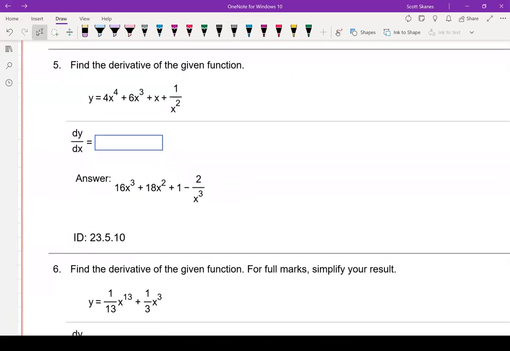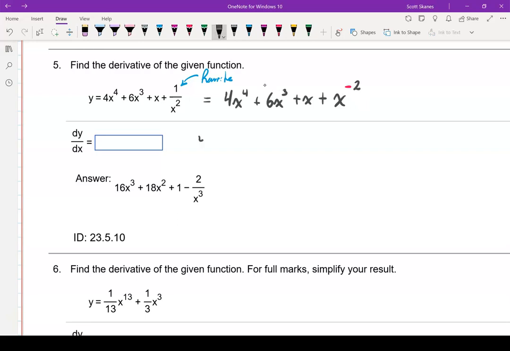Number 5, find the derivative of the given function. We need to rewrite this piece because we need it in power form before we get the derivative. So this is 4x to the power 4 plus 6x cubed plus x to the power of negative 2. Now the negative 2 is the new part. It used to be positive 2, but when you get the reciprocal, it becomes a negative.